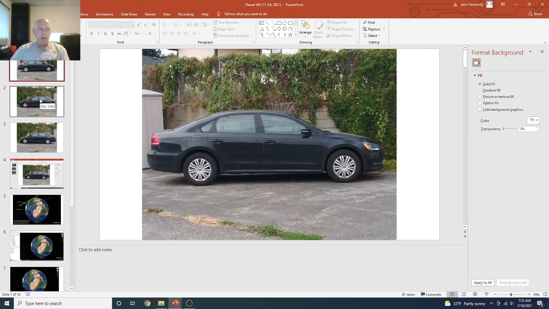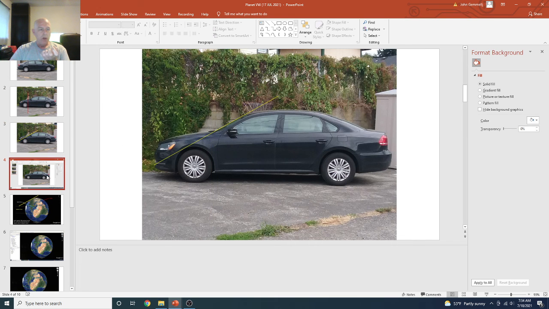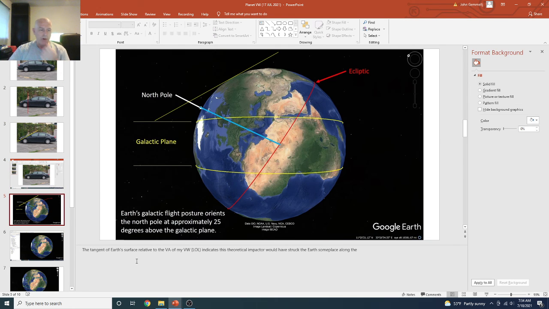Did I put anything up here? No notes, no notes, no notes. Okay, no notes here. This is my first screen with notes.